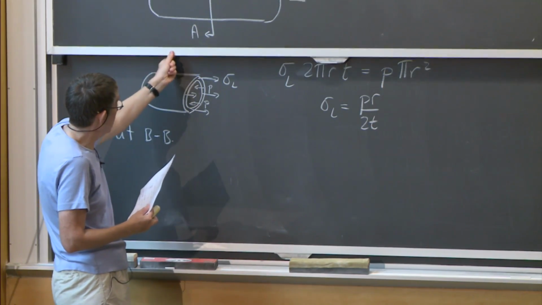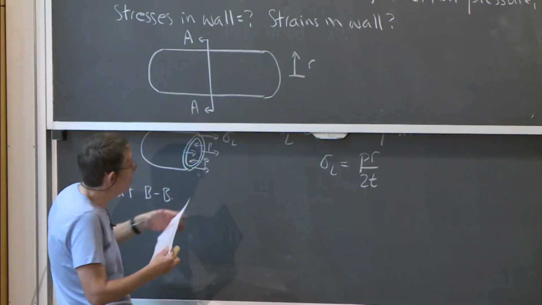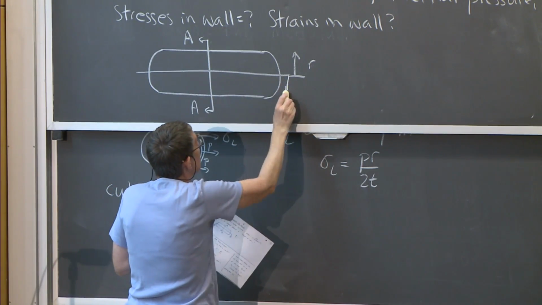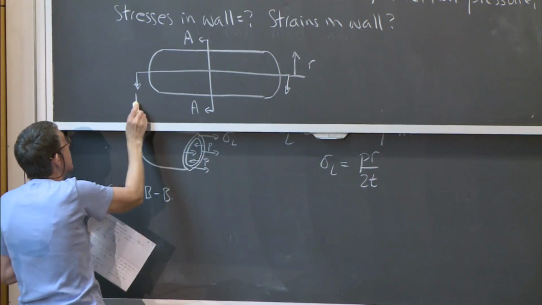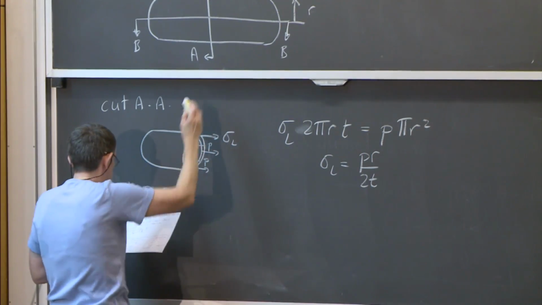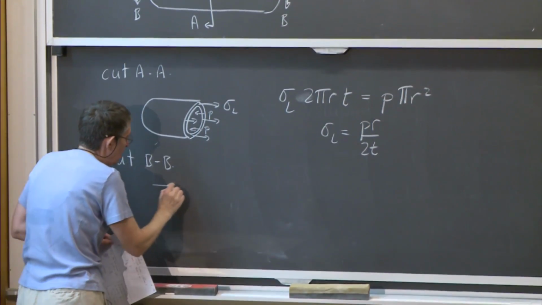So now I'm going to make a second cut. Let me glue this back together this way on. So I glue that back together. And now I'm going to make a second cut this way on. And we'll call that BB. So this is the cut BB.